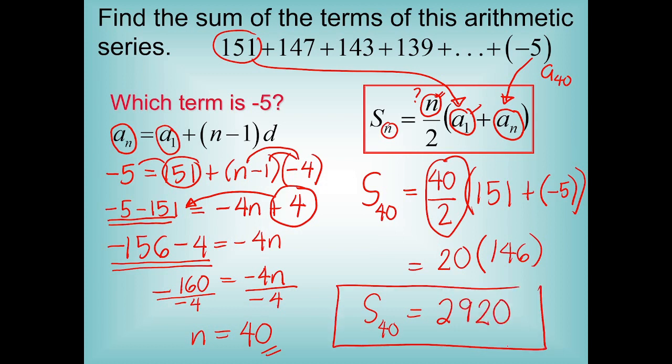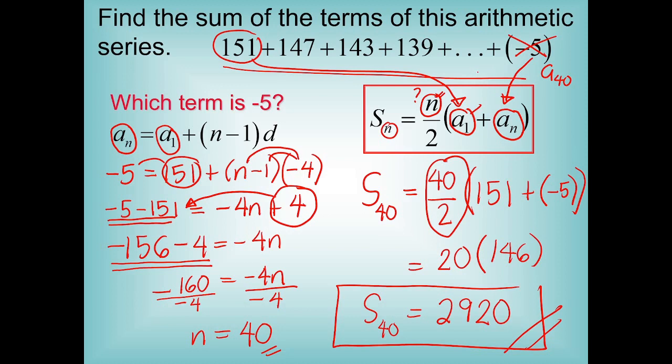2,920. That is the answer to our problem. This is the sum of the terms in this series. Sir, what if there is no 5? Just an example. If there is no 5, you cannot solve the problem, because there is no n, there is no a sub n. The problem cannot be solved.